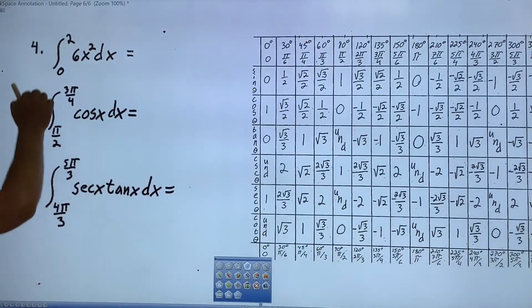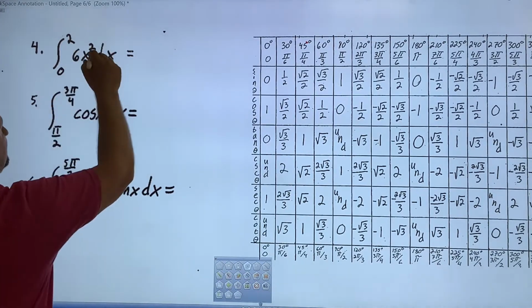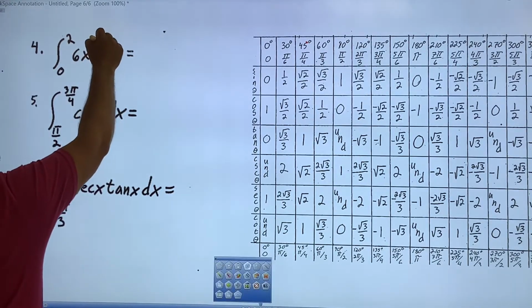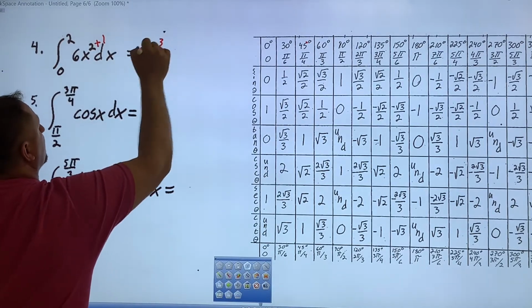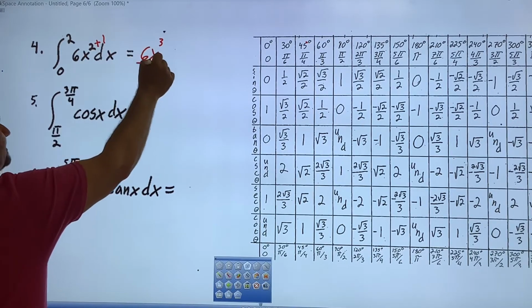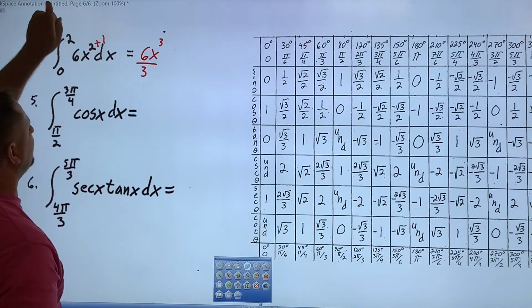Antiderivative from 0 to 2 of 6x squared dx. So the first thing I want to do is take the antiderivative. So the opposite, or the anti, of subtracting 1 from the exponent is adding 1. So that's going to give me 6x cubed. Then the opposite of multiplying by the exponent is to divide by the exponent. And simplified, that's going to give me 2x cubed.